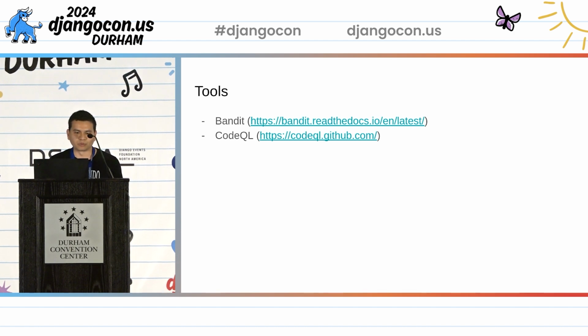But there are also tools. We don't need to do this by hand. There are tools like Bandit and CodeQL that help us analyze the code and find some common vulnerabilities. But these tools, as far as I know, are not always enough or accurate. That's why it's important to read the code. And honestly, it's also more fun to read the code.